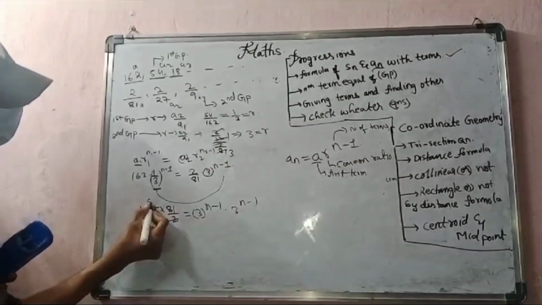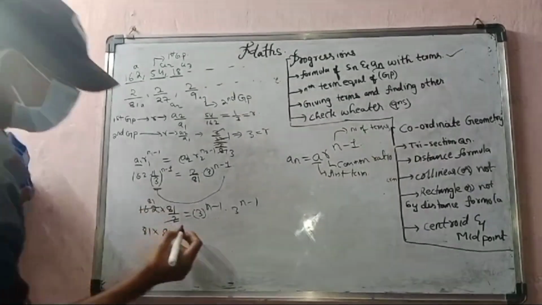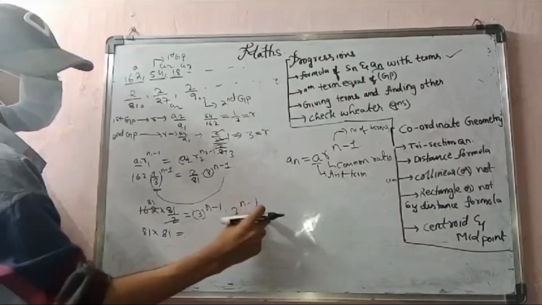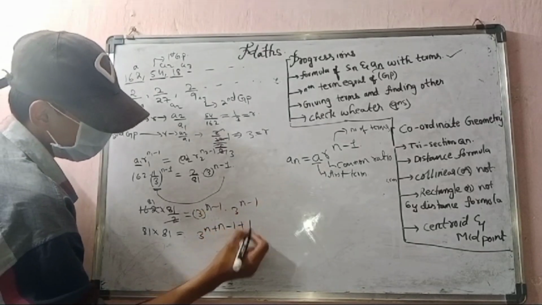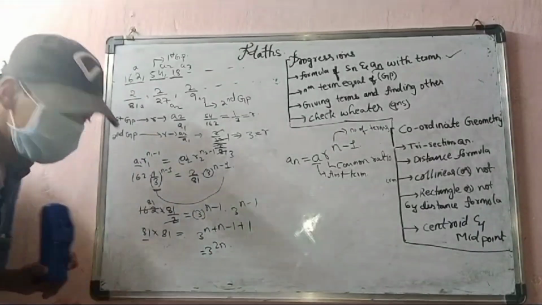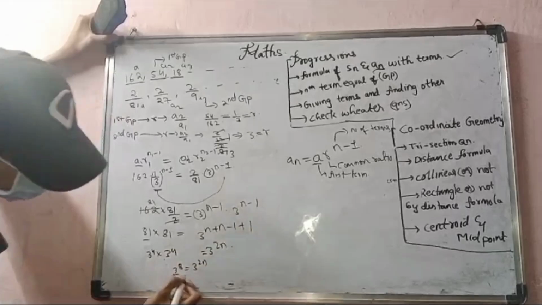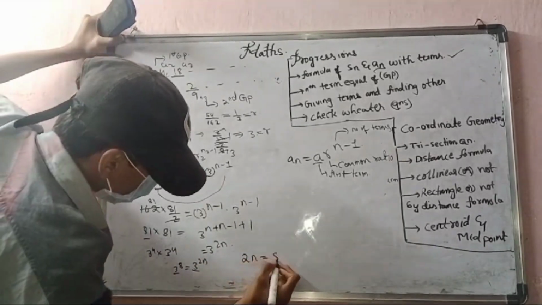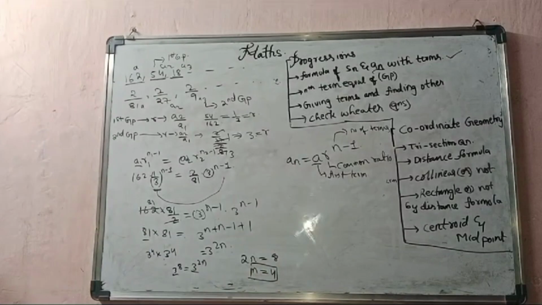So 2 ones are 2, 81 twos are 162. So 81 into 81 equals a power m into a power n equals a power m plus n, so n plus n minus 1 plus 1. 3 to the power of 2n equals 3 to the power of 8. So 3 power 8 equals 3 power 2n. When bases are equal, the powers should be equated. So 2n equals 8, n equals 4. This is the answer.